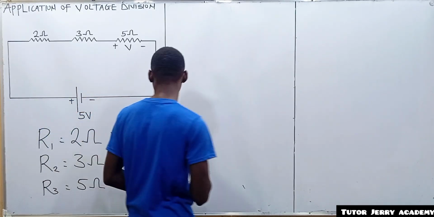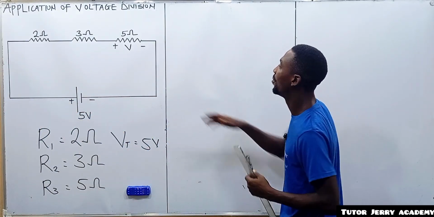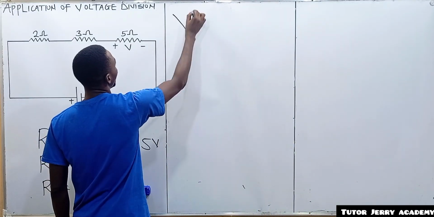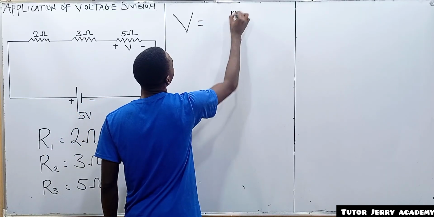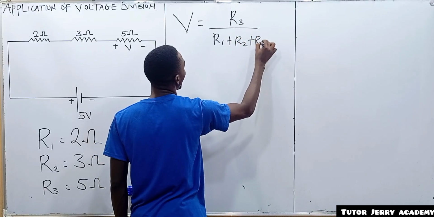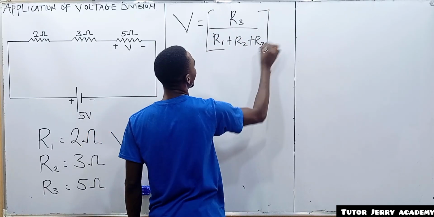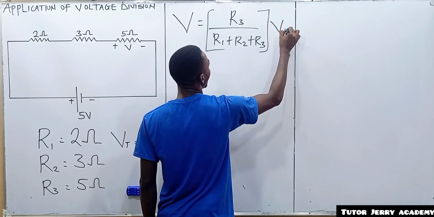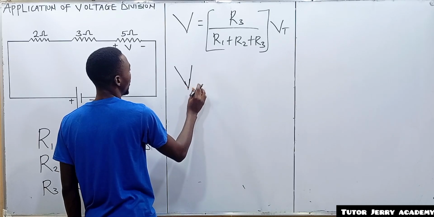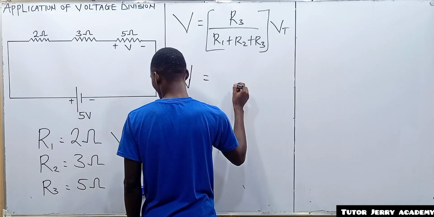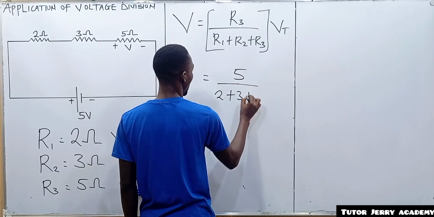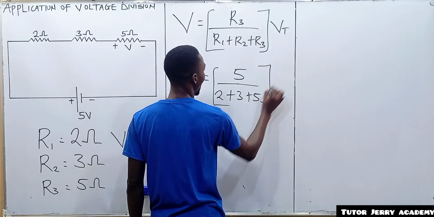All right, so for us to solve for the voltage drop across 5 ohms, V will be equal to R3 over R1 plus R2 plus R3, multiplied by the what? The total voltage. All right, so if we substitute now, our V will be equal to R3, which is 5, over 2 plus 3 plus 5, multiplied by 5.